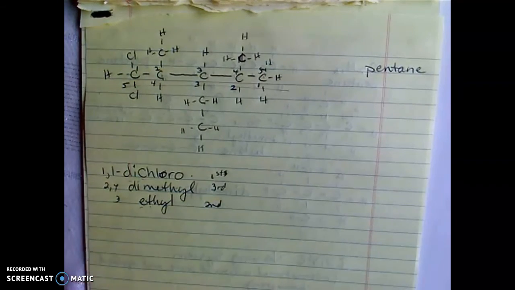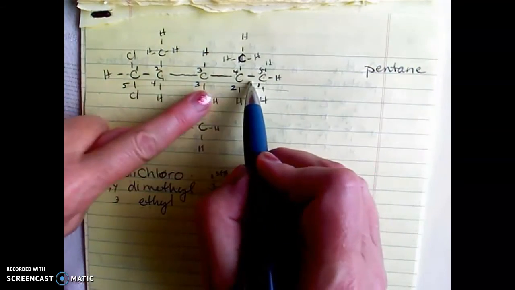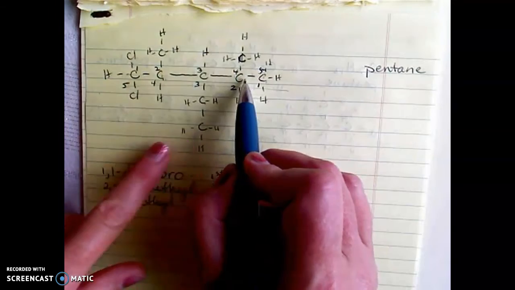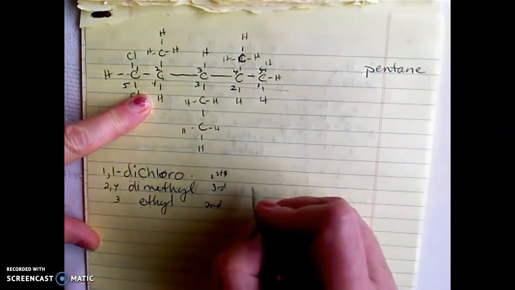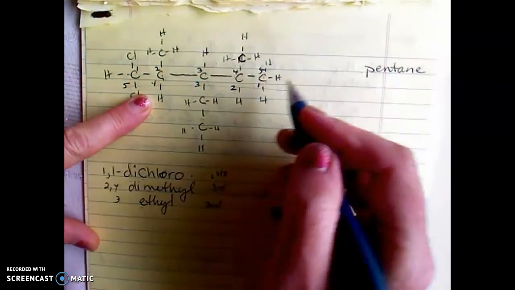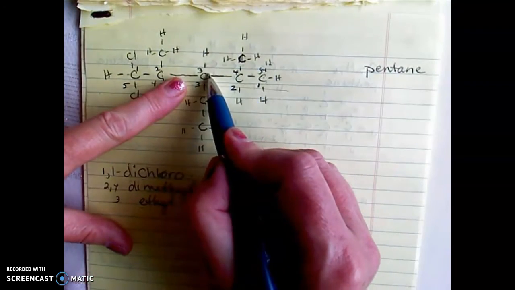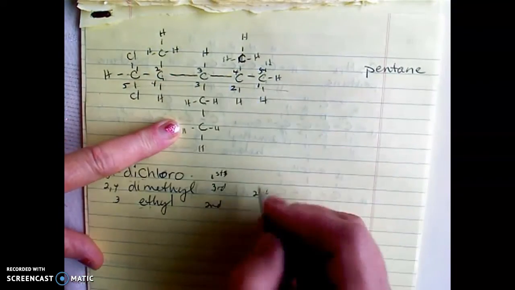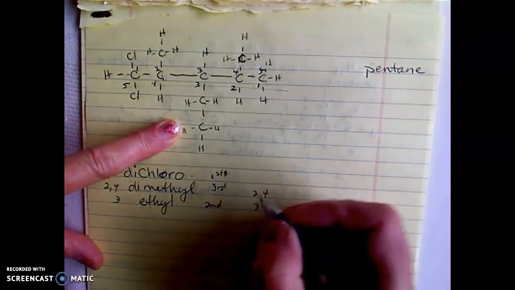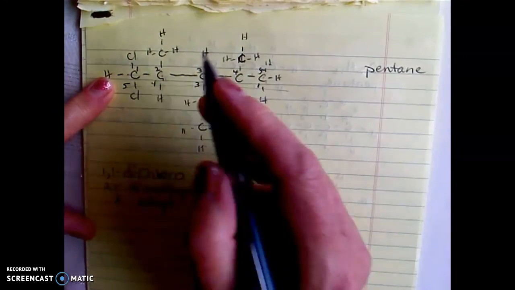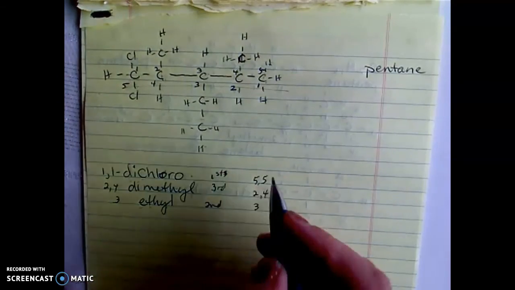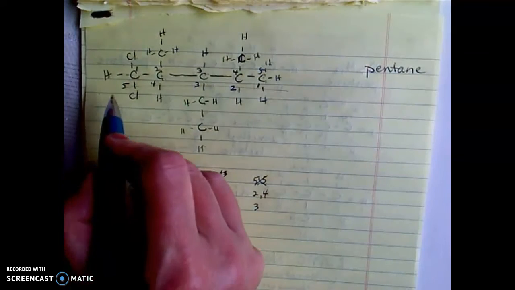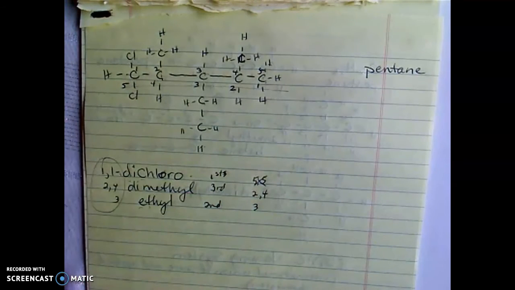If I go the other way and start here, my methyls would be 2 and 4, so I still would have 2 and 4, so that didn't change anything. My ethyl would be 3, but my chloros would be 5 and 5. That's not the lowest possibility, so I have to go with this one. Then you put it together.